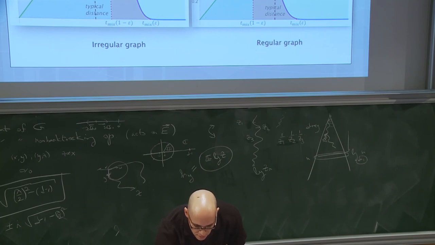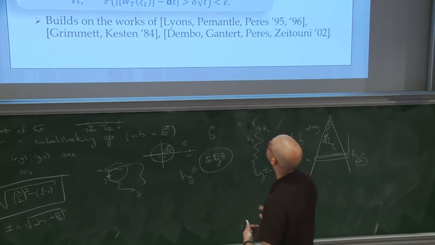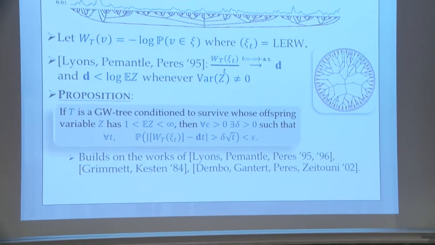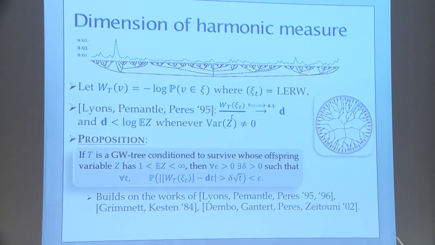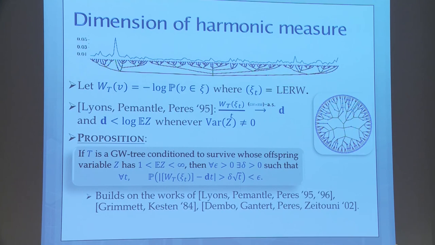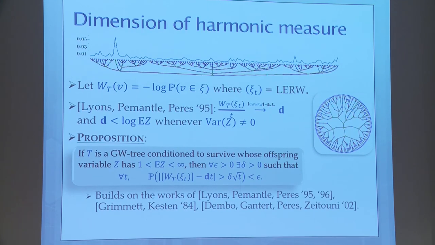And okay, I'll show you one quick thing because we are running out of time. The picture on the top shows you, for instance, the distribution of simple random walk on, I don't know, 1, 2, 3, 4, 5 or maybe 6 levels of a Galton-Watson tree with a distribution that is half-half, either 1 or 3.